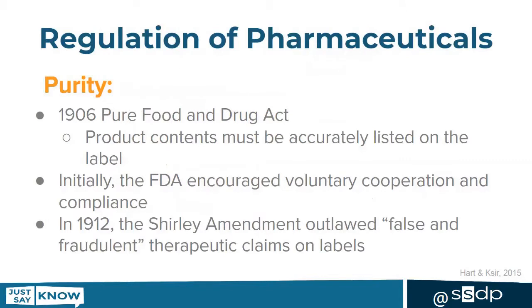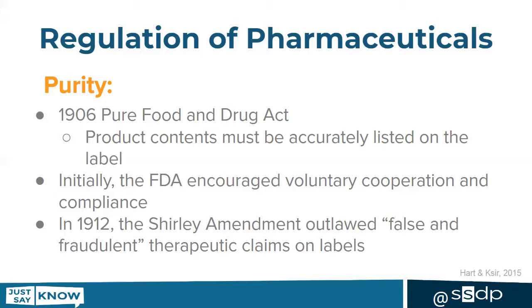So with the regulation of pharmaceuticals and how that purity piece comes into play with the Pure Food and Drug Act, again, the contents must be accurately listed on the label, right? Larger companies made efforts to comply with this law, but they weren't really given any recommendations as to how to do that. So it caused some problems with the rollout and implementation of this law. The FDA tested products and went after anything that was adulterated or didn't list their active ingredients. They also regulated any false claims.